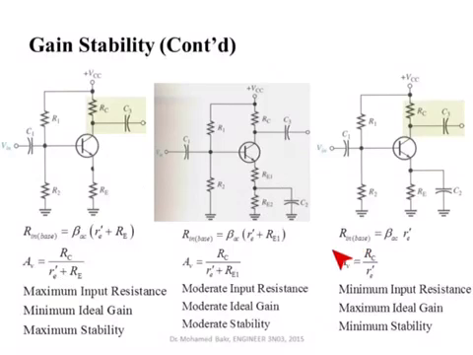The last one, which will give us the best gain, is simply to completely bypass RE, but this will make, as you can see here, our gain very dependent on temperature, because RE dash is dependent on temperature. This will give us minimum input resistance, because the input resistance is beta AC RE dash. So there is a compromise a designer will have to make when designing an amplifier.